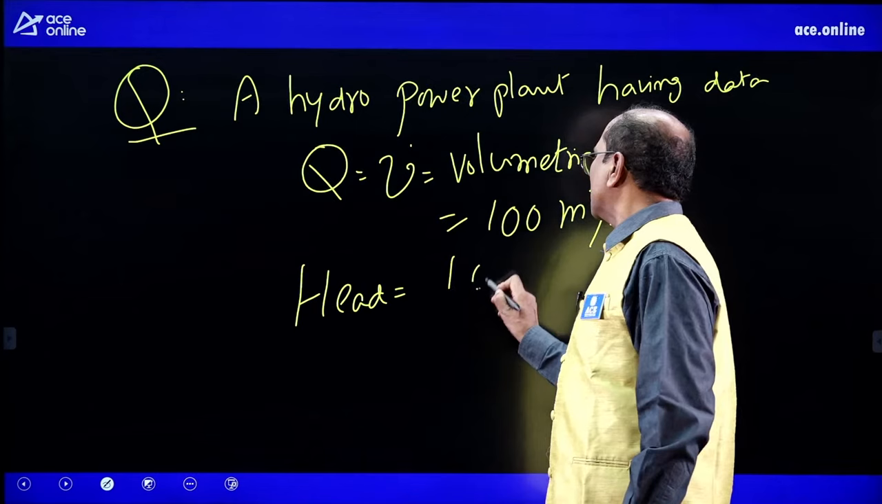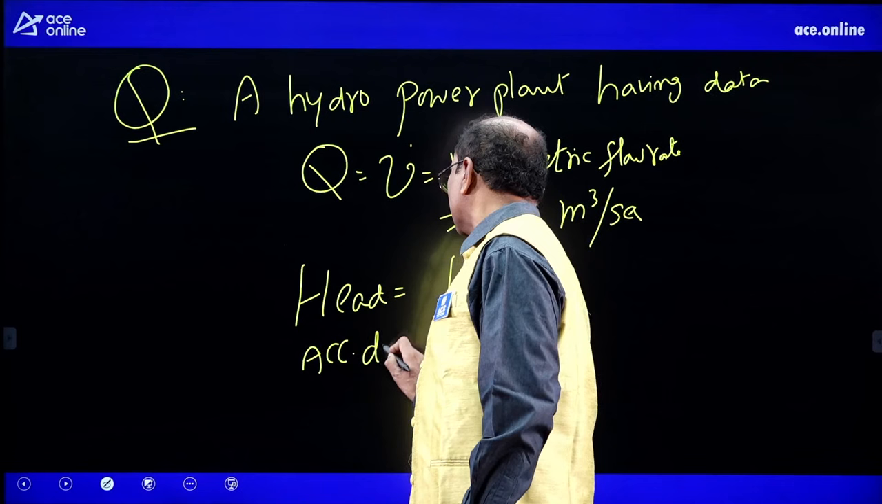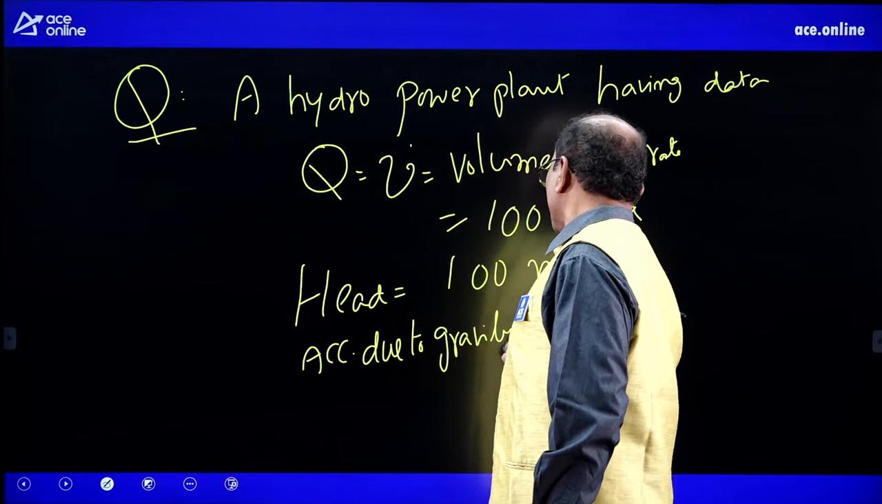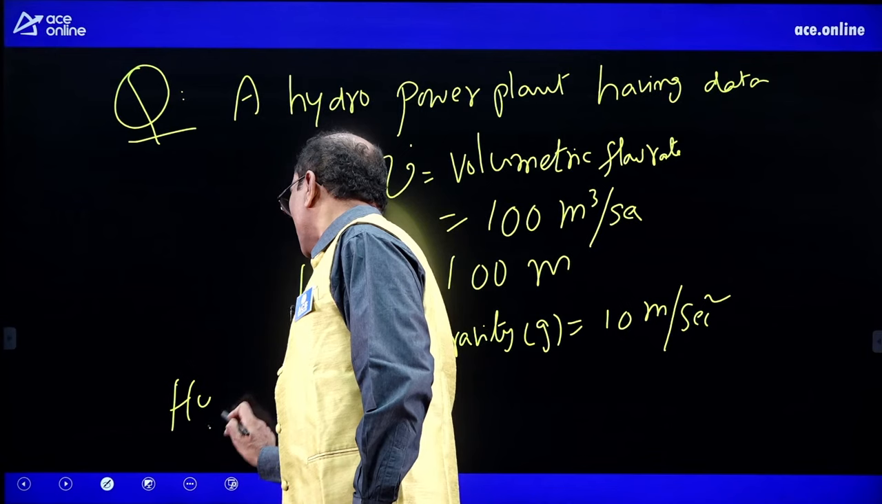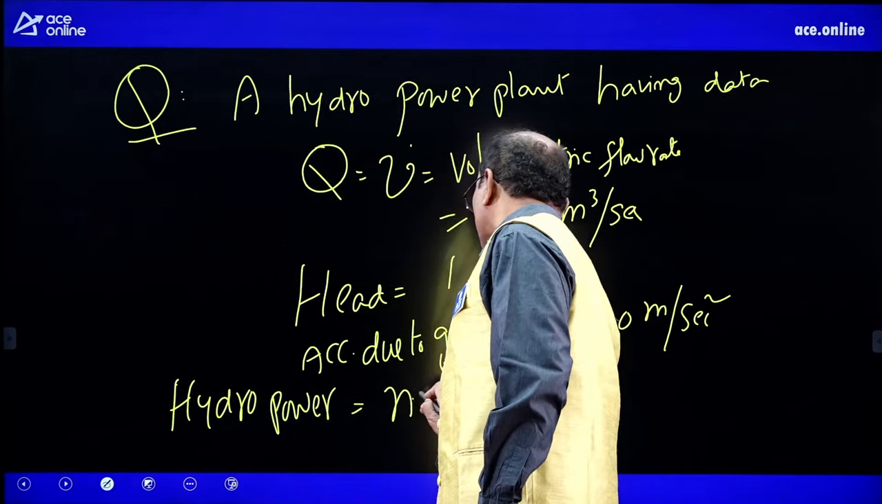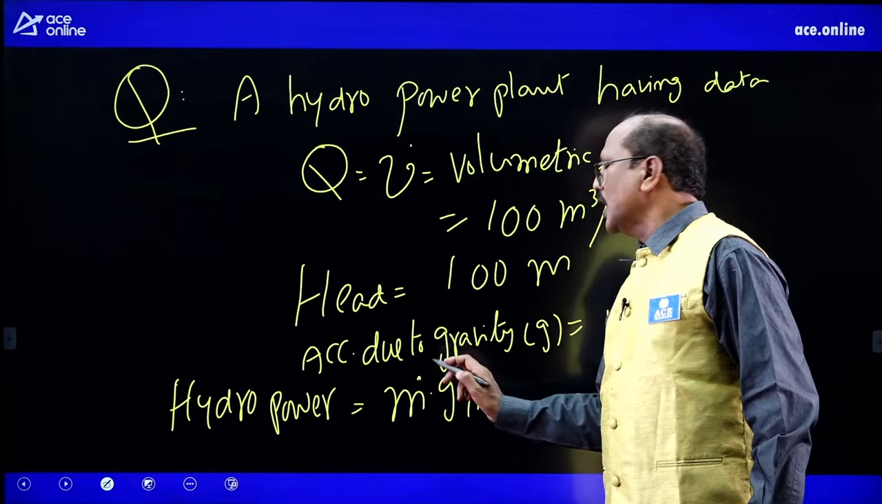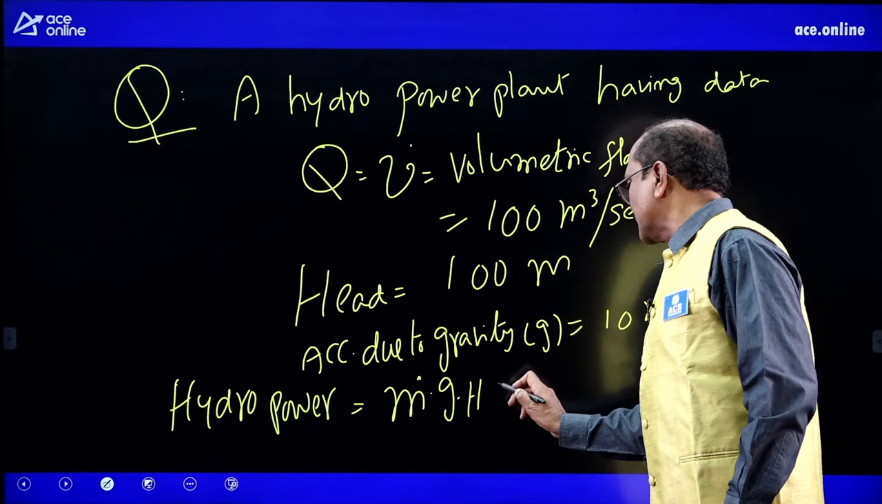Take the acceleration due to gravity, G value, assume for simplicity 10 meter per second square. Then hydro power, water power, as we discussed, is equal to mass flow rate into G into H, the rate of potential energy. Potential energy is nothing but MGH, rate means per second. This can be converted into rho Q, M dot is rho Q H.